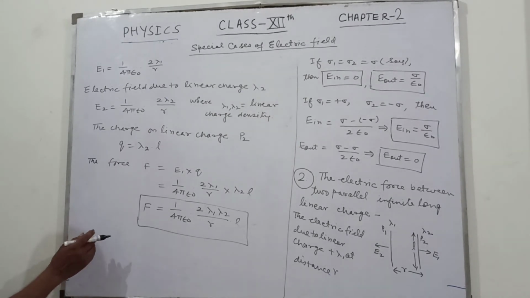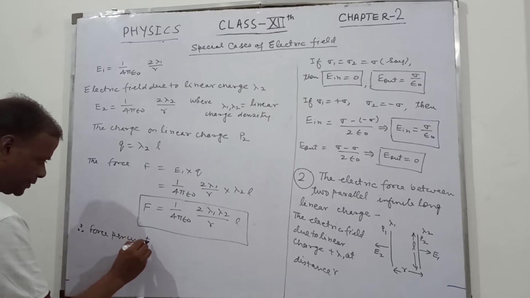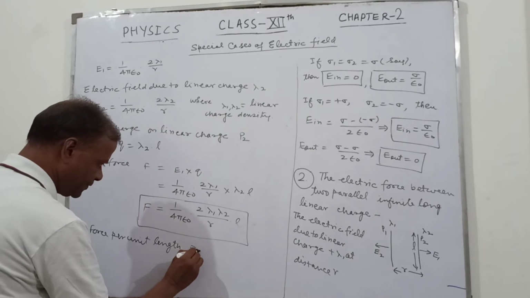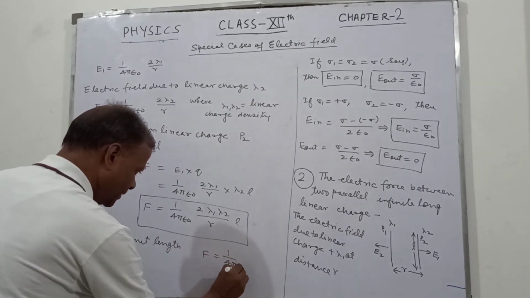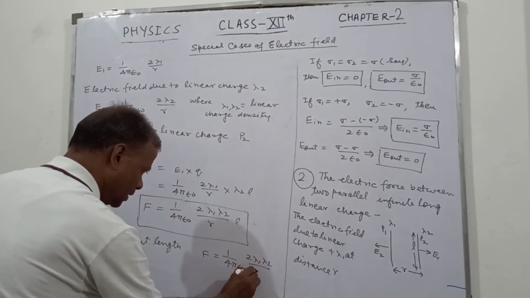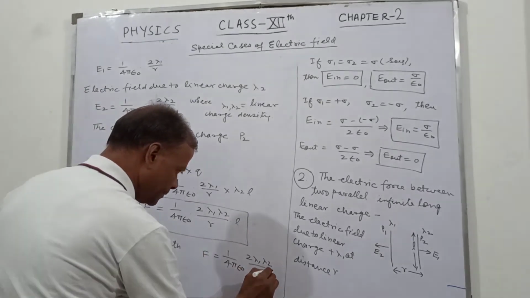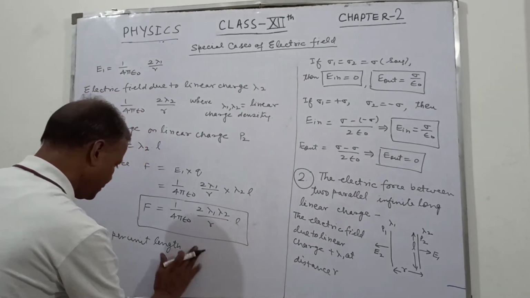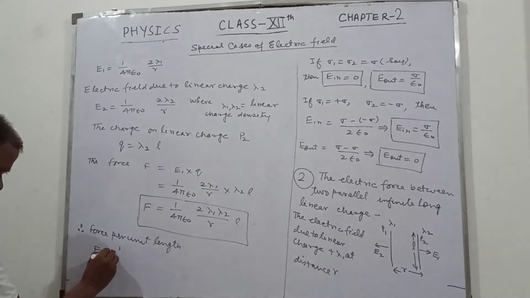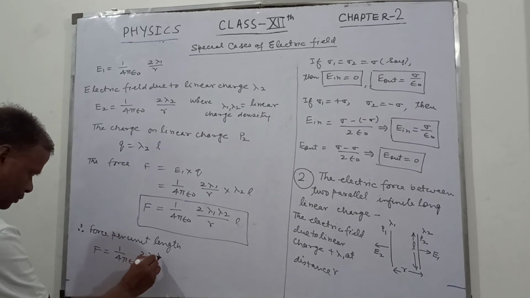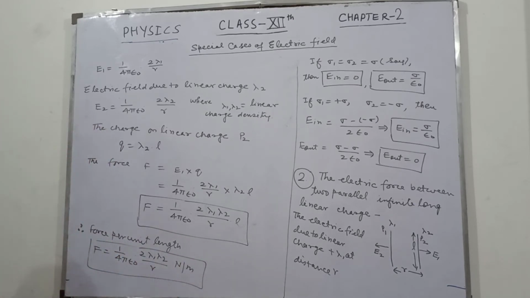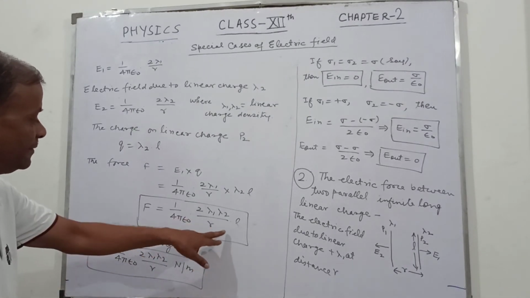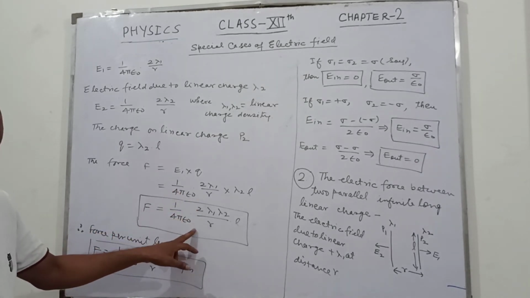So you can see from here the force per unit length: F equals 1 upon 4 pi epsilon naught into 2 lambda 1 lambda 2 upon R newton per meter. And if lambda 1 equals lambda 2, then this will be lambda square. And 1 upon 4 pi epsilon naught we can write as k, the constant.